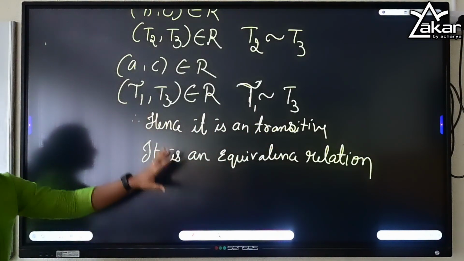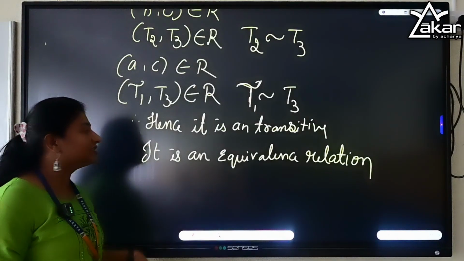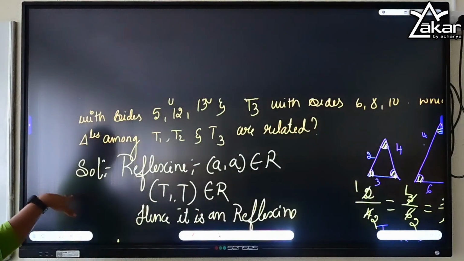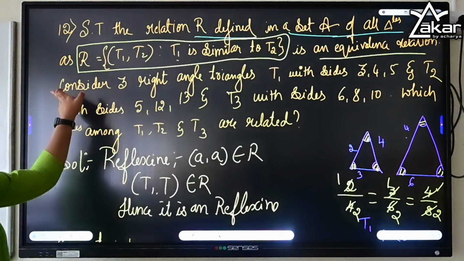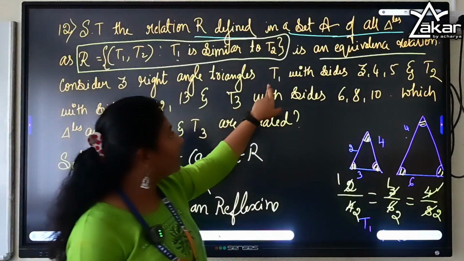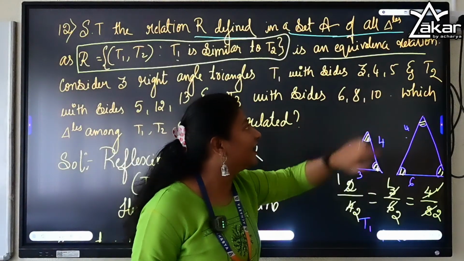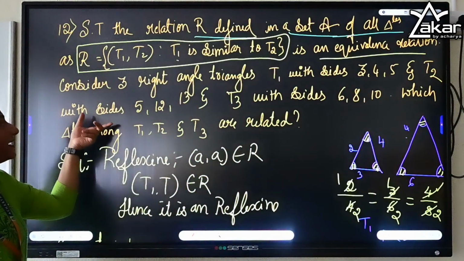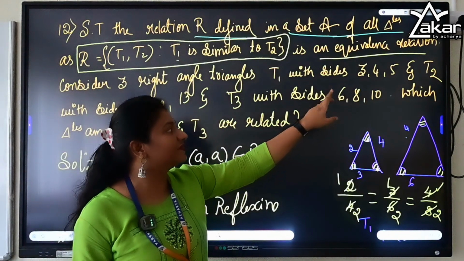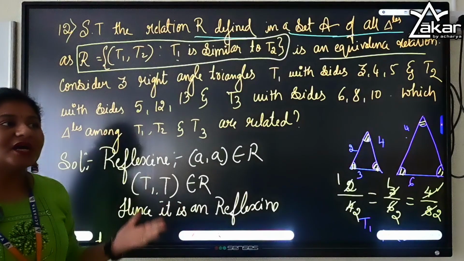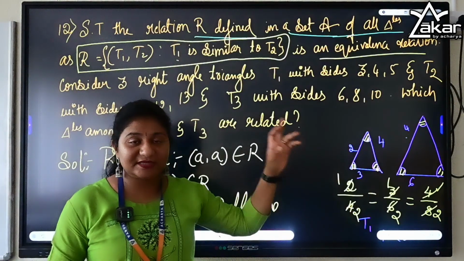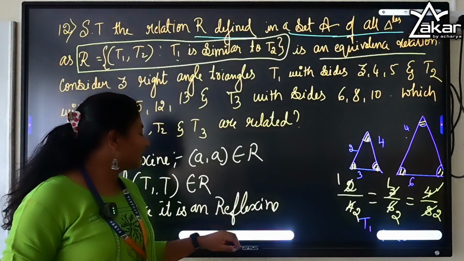According to this whole condition, there is one more condition you need to prove. Let us consider three right angle triangles. T1 is given with sides 3, 4, 5, T2 has sides 5, 12 and 13, and T3 has sides 6, 8 and 10. Which of these triangles are related? As I previously proved, in the same way you need to prove. How can I relate this?